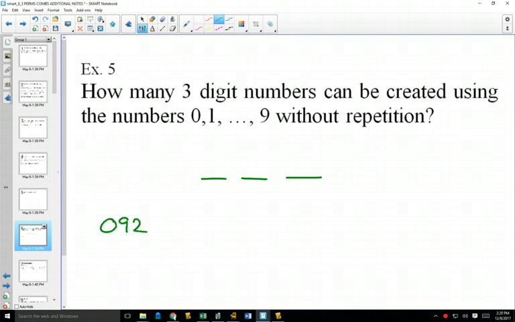What number is that? Is it a 3-digit number? No. So there is a restriction on the first digit. The first digit can't be 0. So we write under that, we make a little note that that can't be 0. So if that's a restriction, we have to deal with that first.